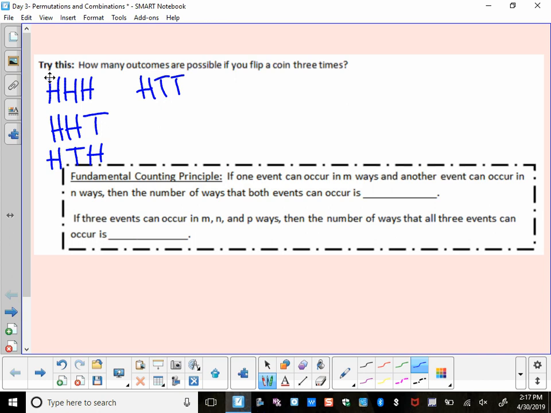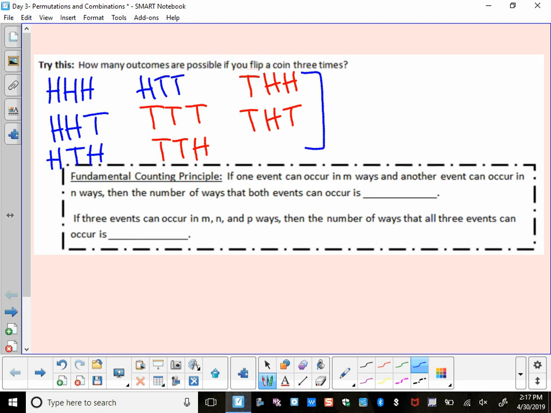Alright, if I have tails first, I can have tails, tails, tails. Or we could have tails twice and heads once. We could have tails, heads, heads. Or tails, heads, tails. Those are all my possibilities if I'm flipping it 3 times. That's how many possibilities? 1, 2, 3, 4, 5, 6, 7, 8, right? We all agree there are 8 possibilities.